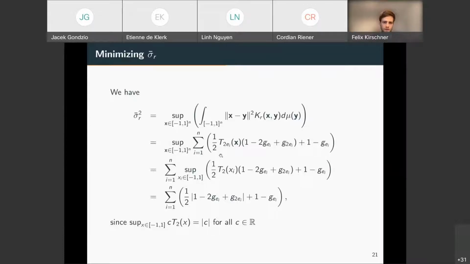So this is the same as the univariate Chebyshev polynomial of xi, the second univariate Chebyshev polynomial of xi. And basically, we can write this sigma bar squared as the sum of these coefficients of the kernel in the end. And so just in the last step, we use the fact that the supremum of C times the second Chebyshev polynomial is the absolute value of C. Good.